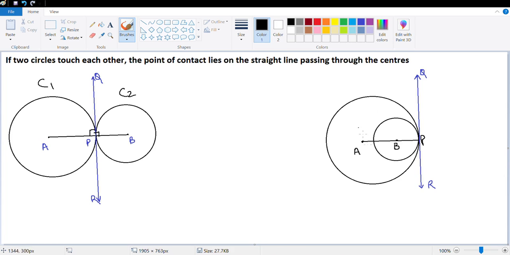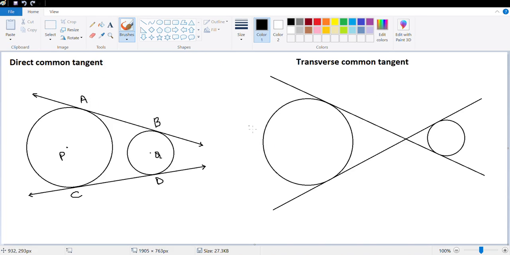Similarly, in case these two circles touch each other internally, and again QR is a common tangent to both these circles, the centers of these two circles and the point of contact would lie in a straight line. Let's look at the next one.